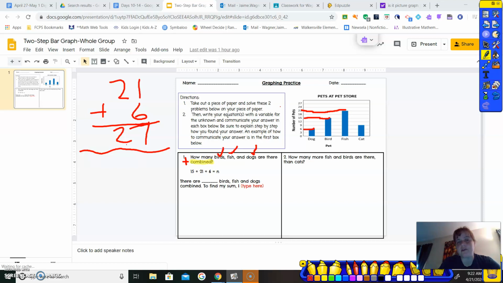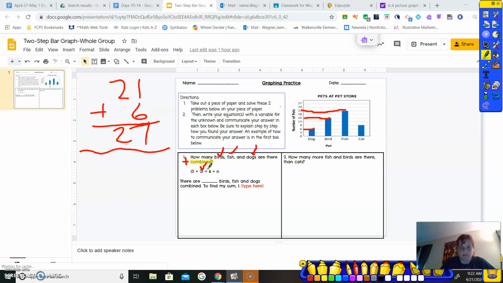The part you'll be doing on the computer is communicating what equation, with a variable for the unknown, you used to solve it, and also explaining in words. Don't forget explaining in words how you got your answer. It's not just your equation you're using to explain how you got your answer. You're using words too.